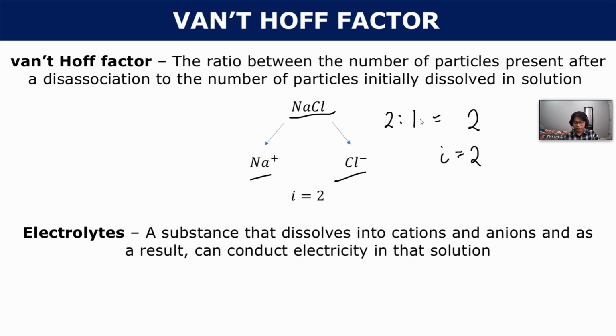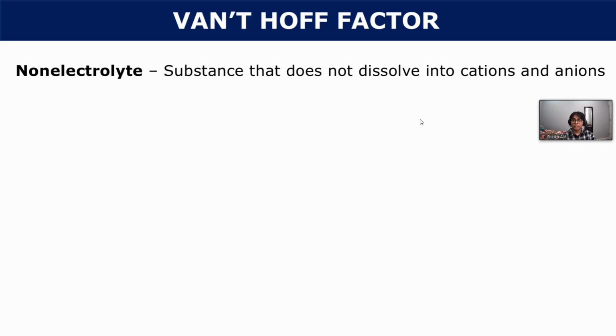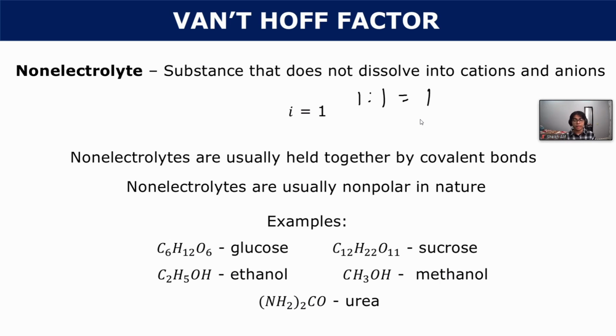And so now we can break up the categories into non-electrolytes and electrolytes. And we'll see that there are different types of electrolytes. But first, let's deal with non-electrolytes. Non-electrolytes are substances that don't dissolve into cations and anions. Therefore, their i value has to be 1. They don't dissociate, so they start off as 1 and end as 1, and a 1-to-1 ratio is just i equals 1. You can see examples here like glucose, sucrose, ethanol, methanol, and urea.